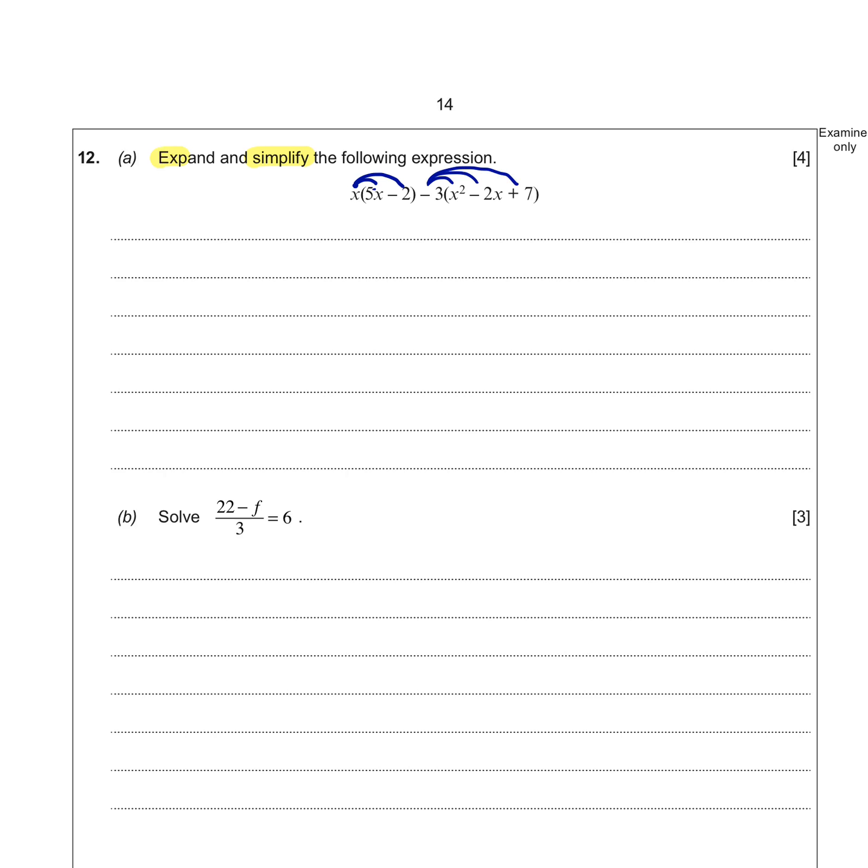First one, x times 5x gives me 5x squared. Second one, x multiplied by minus 2 gives me minus 2x. For the second bracket, everything needs to be multiplied by minus 3. Minus 3 times x squared gives me minus 3x squared. But the minus 3 times the minus 2 makes a positive 6, so I have a plus 6x. And for this last final part, minus 3 multiplied by a positive 7 makes a minus 21.